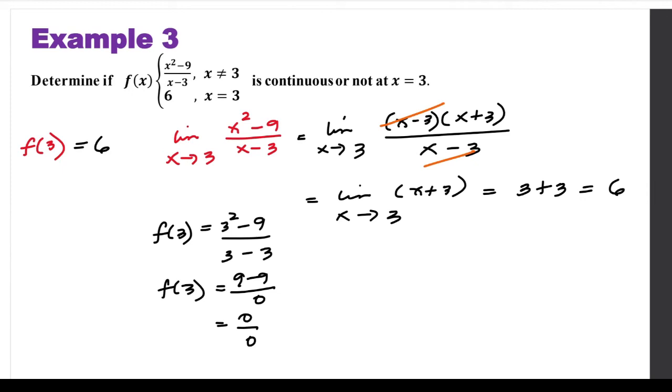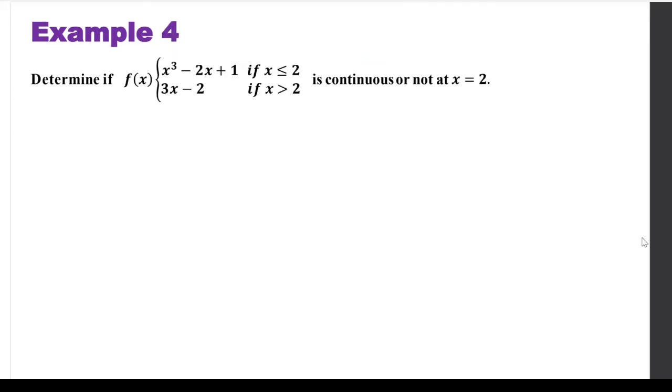Now, we compare f of 3 and the limit of x squared minus 9 over x minus 3 as x approaches 3, or the left-hand side and the right-hand side limit of the given function. Since they are equal, then we can say that the function is continuous at x is equal to 3.